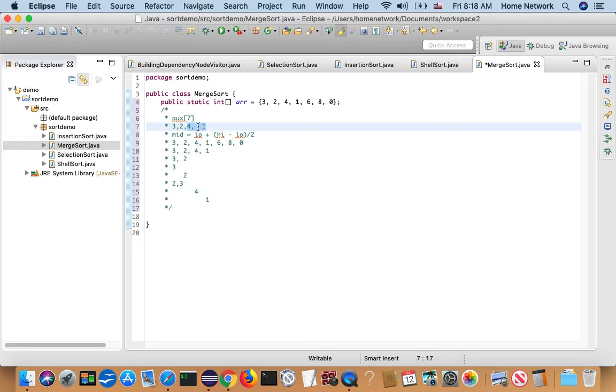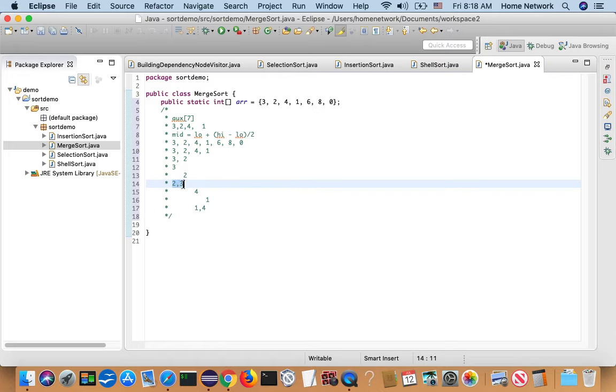It's imaginary. Okay. So we compare left and right. 1 is smaller. So let's copy it back to the original array, index 2. And whatever is left on the left half, we copy it back to the original array, index 3. And we're done with the merge.